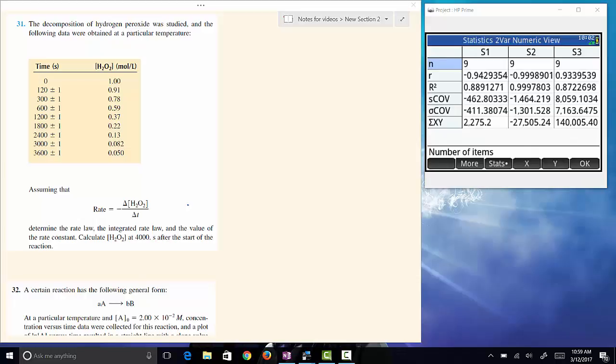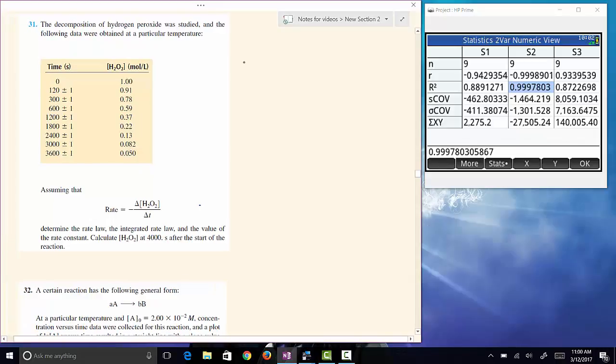In looking at my R squared, I see that S2, so it is first order. So the question first says determine the rate law. So the first order rate law, and our reactant here is hydrogen peroxide. So our basic rate law is going to be rate equals K times H2O2. If they just ask for what is the rate law, it's that standard form that we've been using.